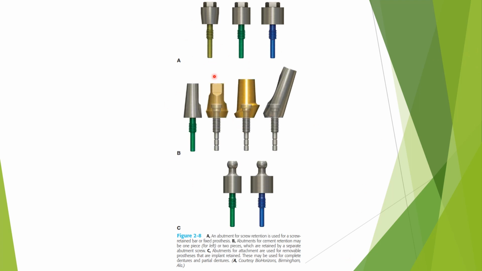Here, this is the abutment for screw retention. This is used for screw retained bar or fixed prosthesis. These are for cement retention. It may be one piece or two piece. Then these are the abutments for attachment used for removable prosthesis that are implant retained. And these may be used for complete dentures and partial dentures.